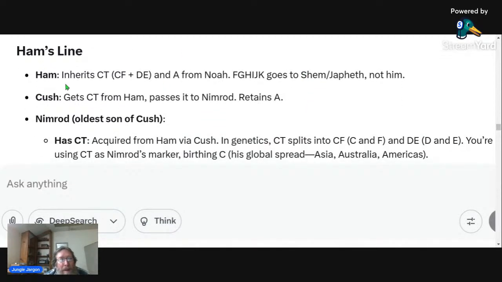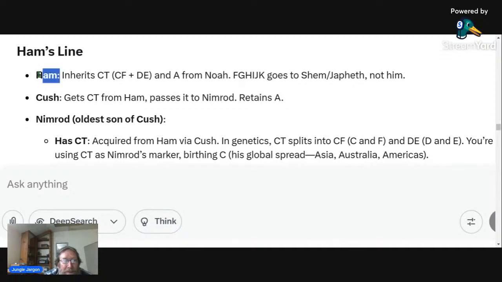So Ham inherits CT. And from Noah, FGHIJK goes to Shem, but not to Ham. So Ham doesn't have FGHIJK because Ham is the younger son. Ham is younger than Shem, and Ham is younger than Japheth. So that's why Ham does not retain the FGHIJK marker.